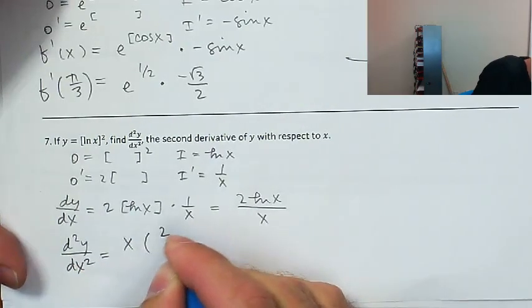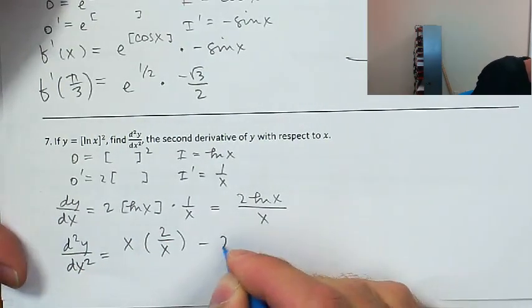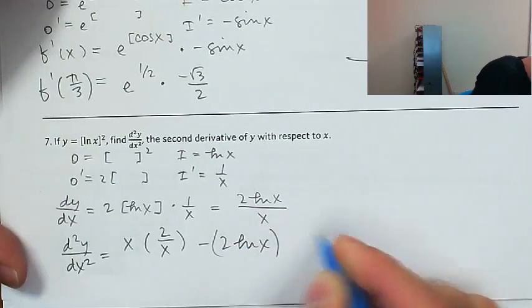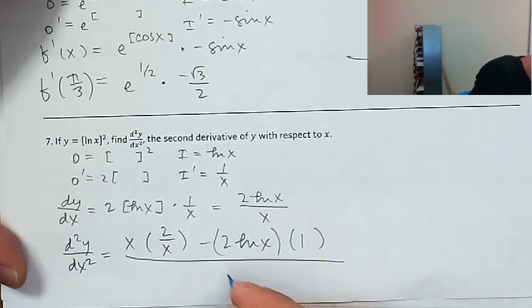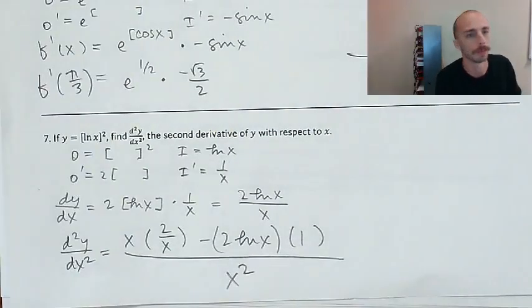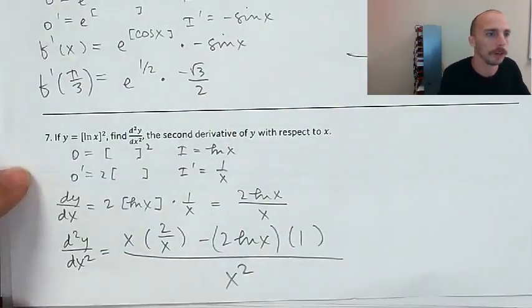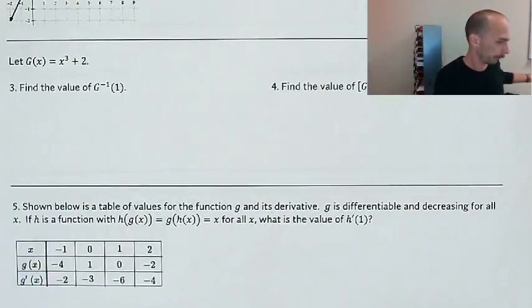Bottom times the derivative of the top minus the top times the derivative of the bottom, divided by bottom squared. Okay, and I'll just walk away, that's the second derivative right there.